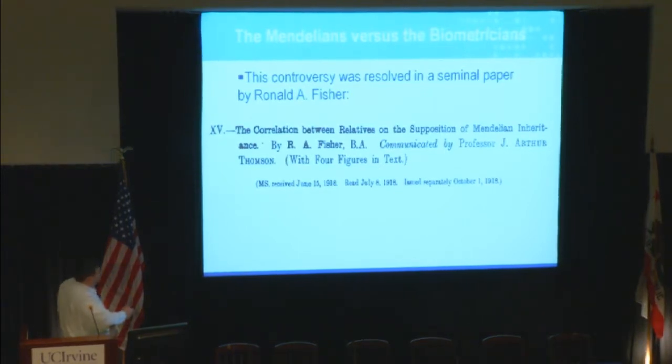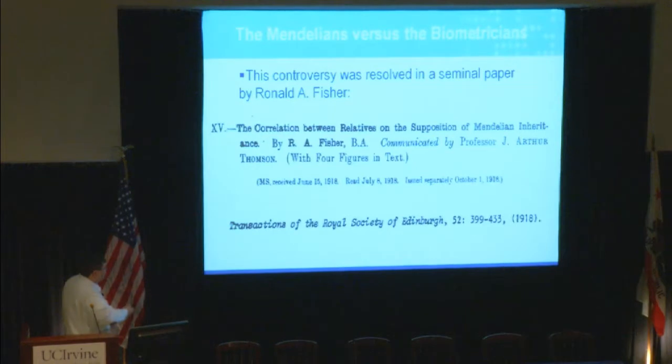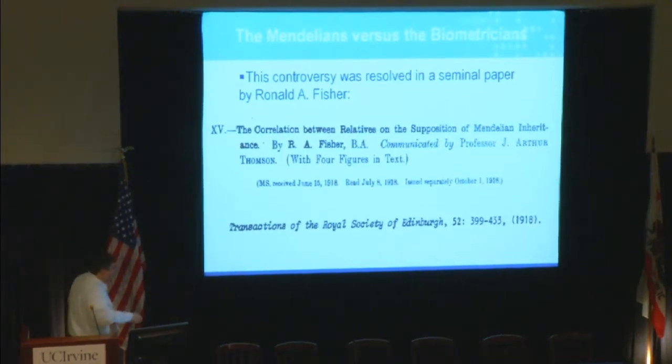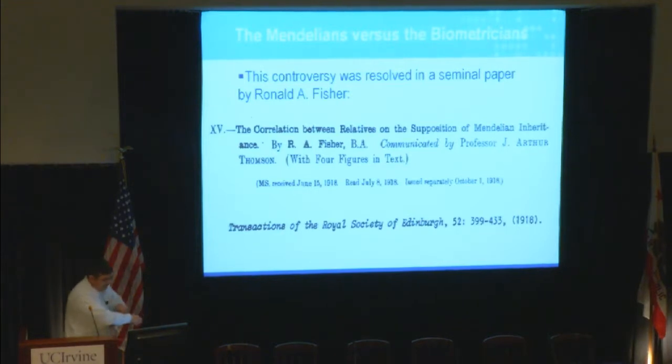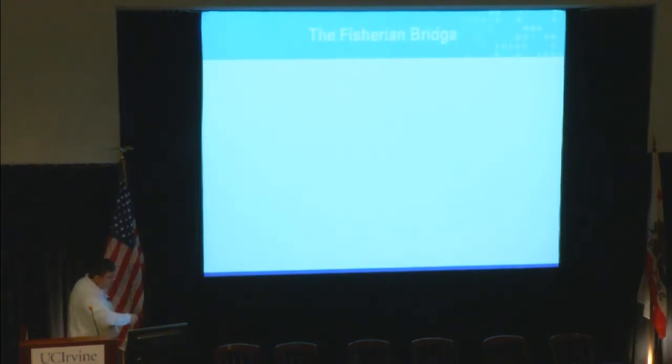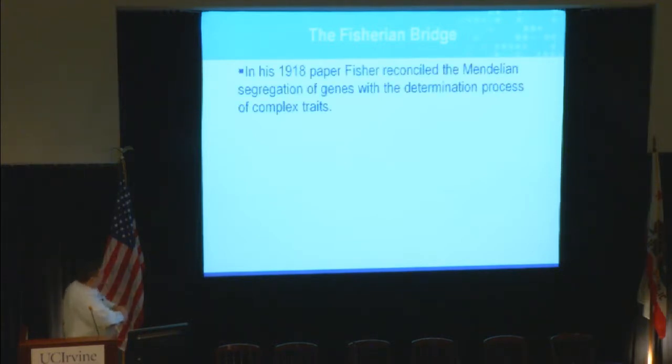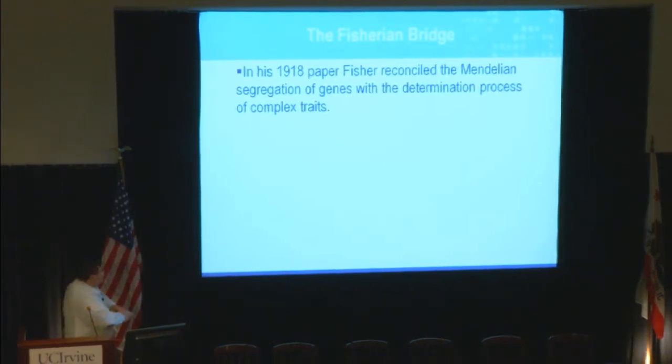Fisher, published in this obscure Transactions of the Royal Society of Edinburgh. There's a backstory behind that, but I don't have time to get into that. In that paper he published this brilliant idea, and I'm calling it the Fisherian bridge between Mendelian genetics and statistical genetics.